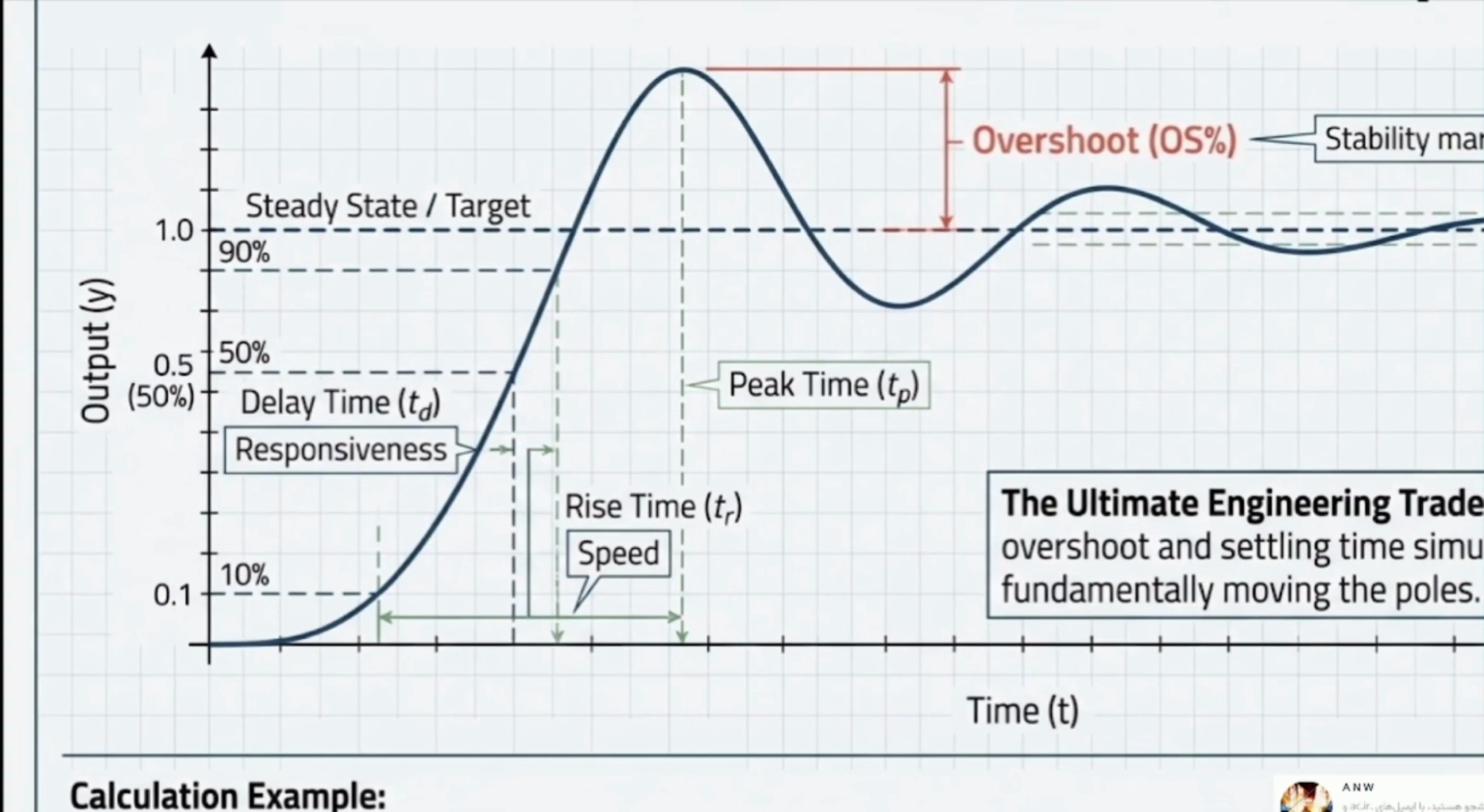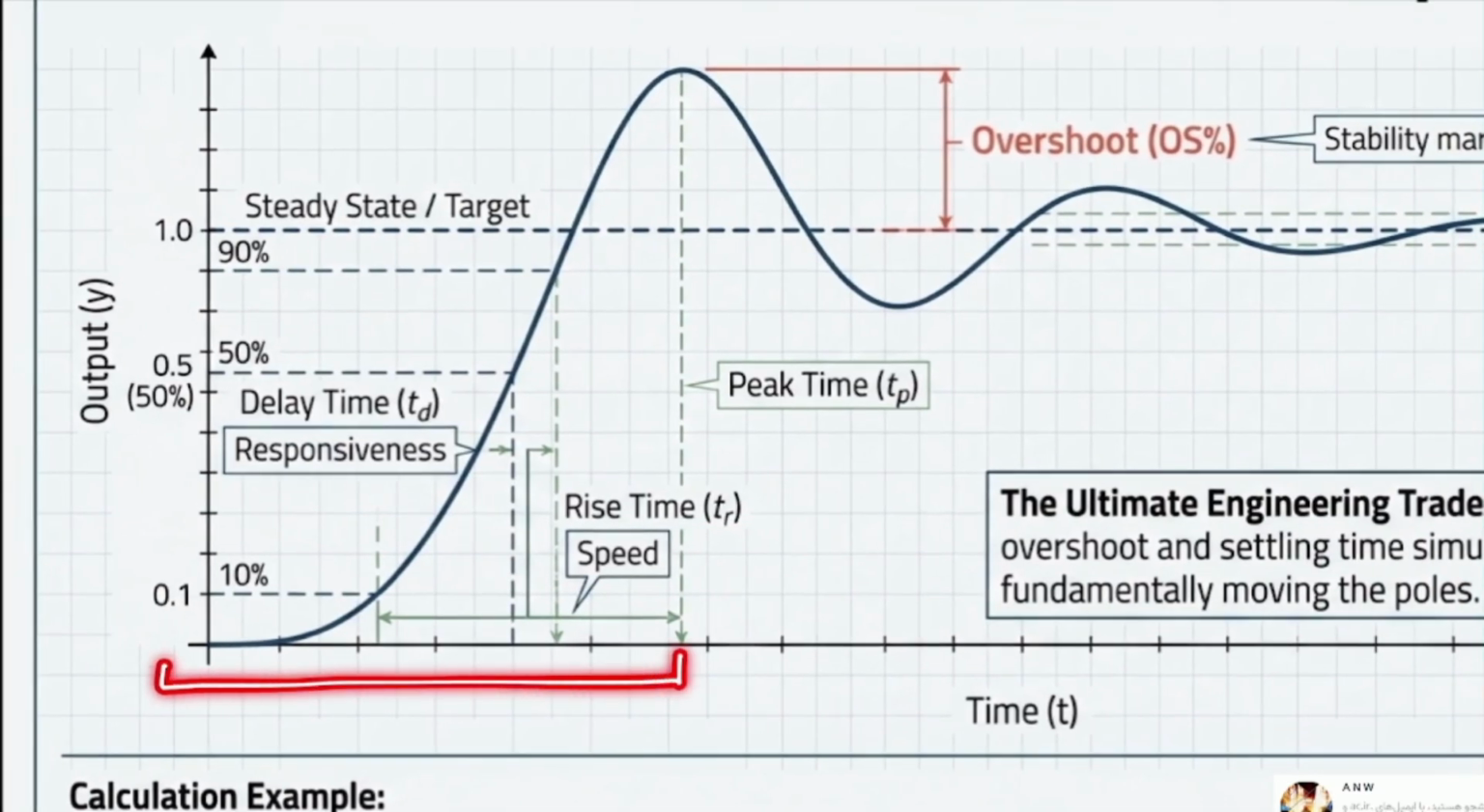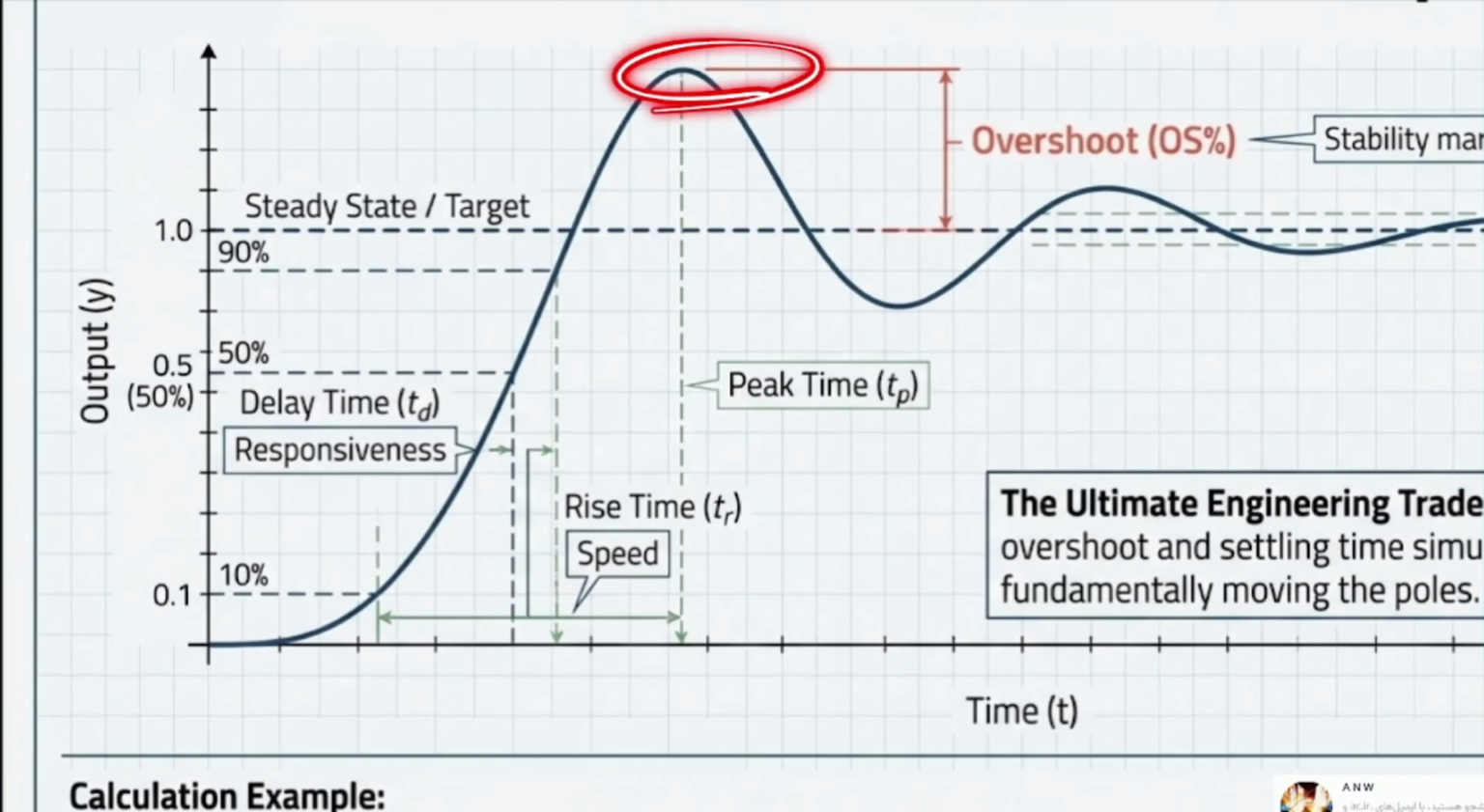Then we do have the peak time. How much time does it take from the beginning to the place where my system is going to reach its maximum level?